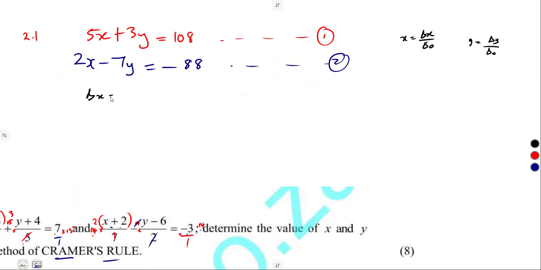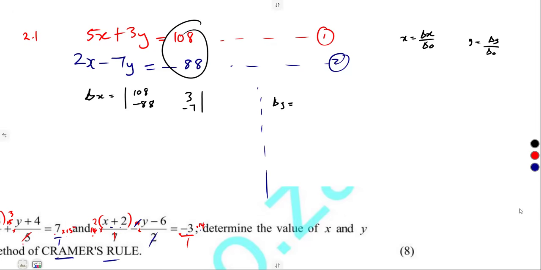So that's our delta x. In place of x, you're going to put what? The constants, which is 108, negative 88. Then the part of y remains as it is, 3 and negative 7. Determine that determinant. Then you do the same thing for the determinant with respect to y. So this part, substitute with these constants. The first part of x is just going to remain as it is, 5, 2. But this part of y, you're going to put these constants, 108 and negative 88. So that's it. You're going to have your determinant.